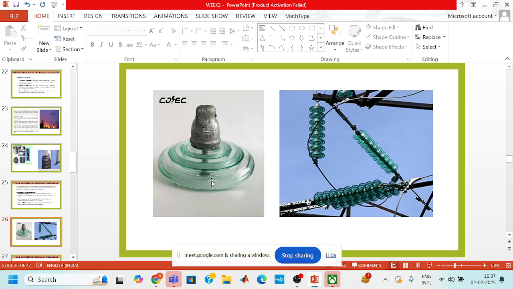So you can see here these are the glass insulators, and this is how they are put in transmission lines.